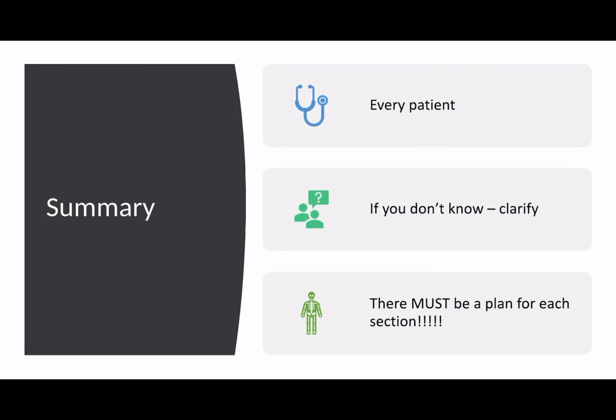So the FLATCHUG mnemonic should be used for every single patient, and before thinking about the plan for any patient, we should go through each of those points. If you don't know the answer to any of the points, then you must clarify it with either the base team or with a senior ITU consultant. There must be a plan for each section, and if there isn't, we could potentially be missing things and also providing inadequate care for our patients, which can prolong their intensive care stay.